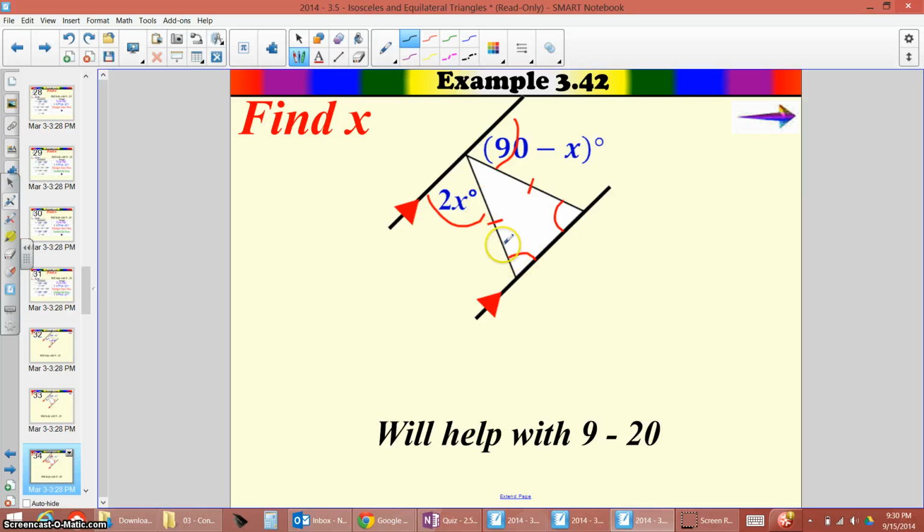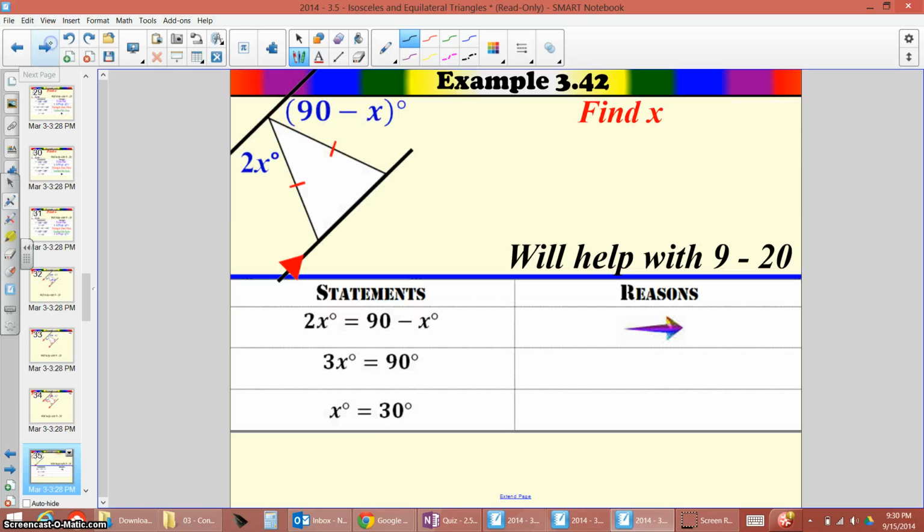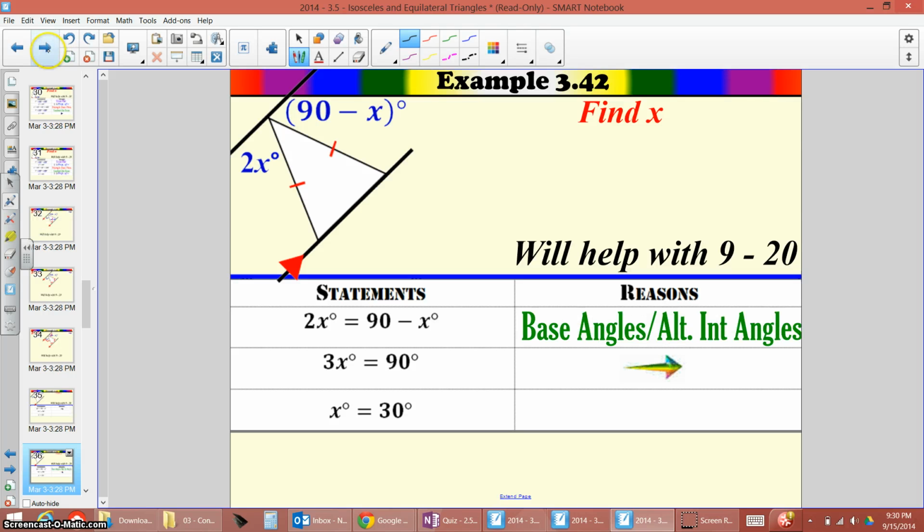And this angle and this angle form a Z. This angle and this angle form a backward Z. So they're equal to each other. Regardless, all four of them are equal to each other. So I use that to set up my proof. And I say 2x equals 60. My reason for that? Base angles and the alternate interior angles theorem.